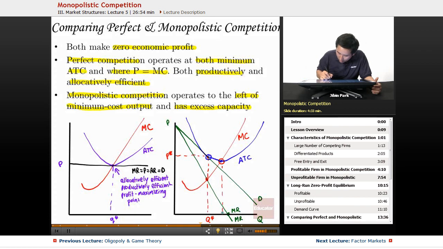So right here, let's label this as QP. This is productively efficient. Now, what's allocatively efficient? So right here is P, where the marginal cost equals the price. Here, let's label it as QS. So this here is allocatively efficient.